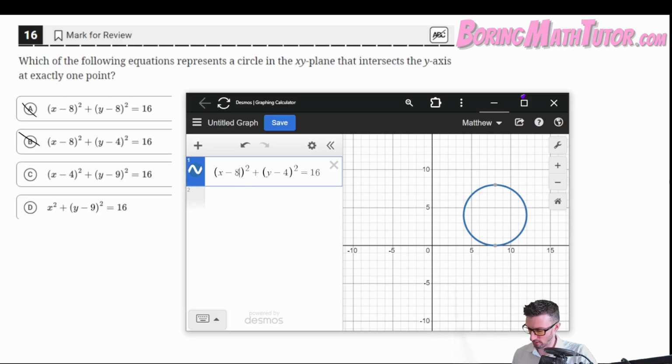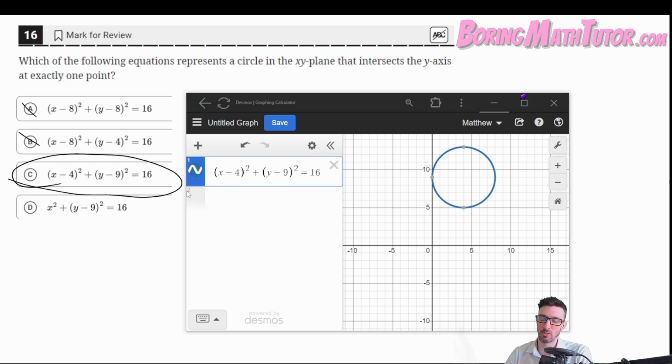Now let's move on to the next one by changing this one to a 4 and this one to a 9. Does that intersect the y-axis at exactly 1 point? It sure does. Could you have done this without Desmos? Sure, but honestly, Desmos would be faster here.